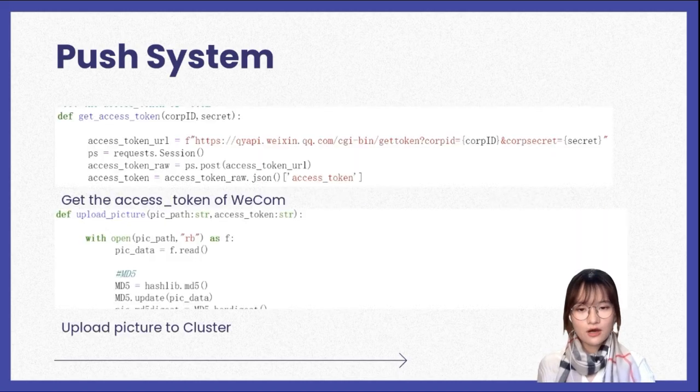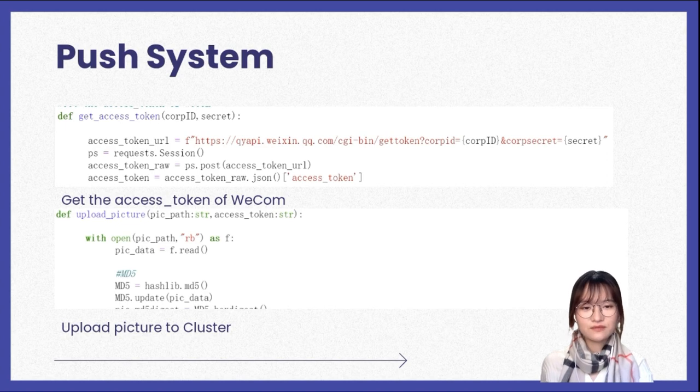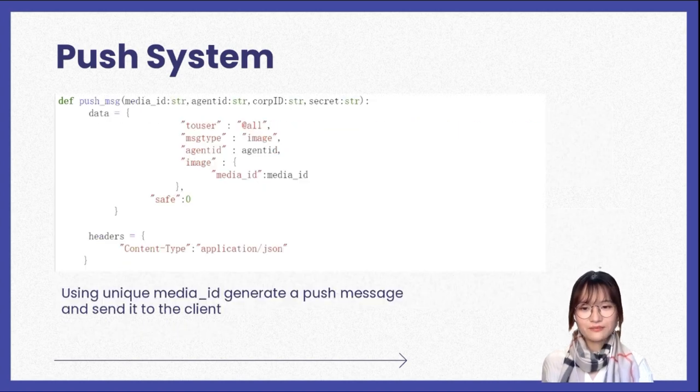For more detail in our code, we need to get the access token of Wecom in order that the VPS can access the cluster server. And next, we need to upload the picture to the cluster. The cluster will return a unique identifier for an image, its media ID. Using this unique media ID, the cluster will generate a push message and send it to the client.